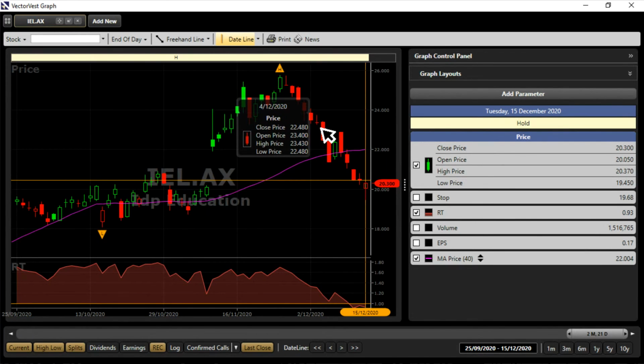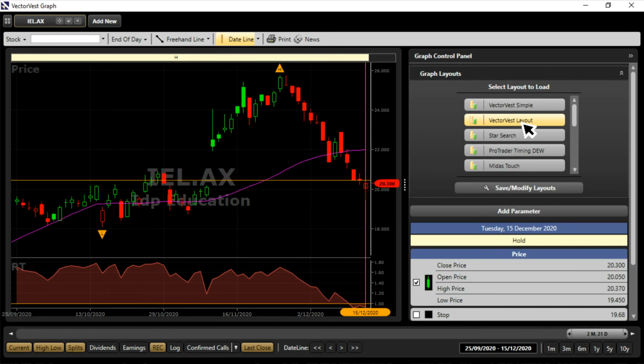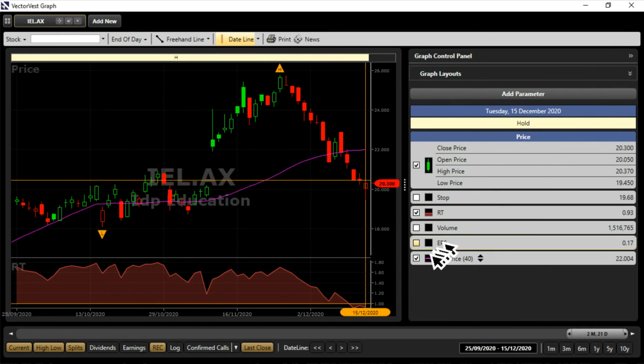Step number 2, price goes through the 40-day moving average. So on your graph layout, per the VectorVest layout, there we've got a 40-day moving average on the price. Yep, price has gone through the 40-day moving average. All right, step number 3.